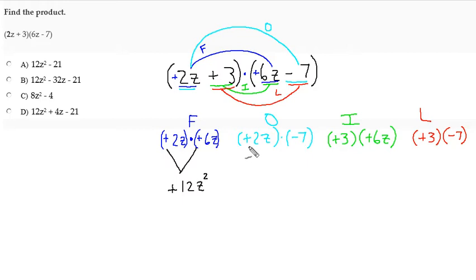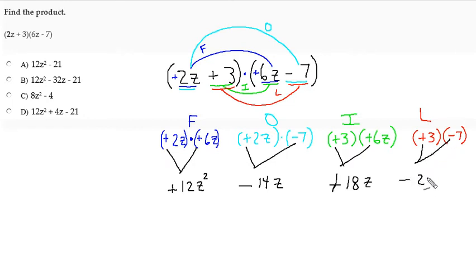Here on the outer partial product, we have positive times negative makes negative. 2 times 7 is 14, and then there's a z. When we multiply, we're multiplying signs, then numbers, then variables. Here on the inner product, we have positive times positive is positive. 3 times 6 is 18, and a z. Signs, numbers, variables. On the last partial product, we have positive times negative makes negative. 3 times 7 is 21.